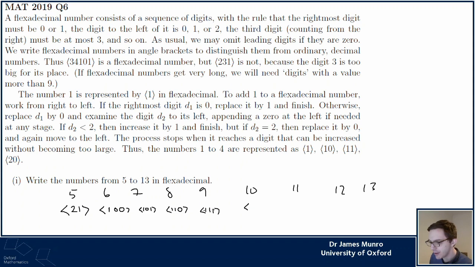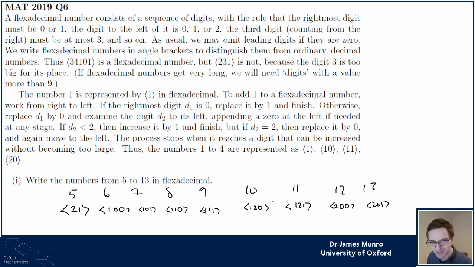10, I'm not allowed to write 2 here, so I'll carry the 1 over. I am allowed to write 2 here, so this doesn't carry all the way across. It stops there. 11 looks like this. 12 is interesting because I'm not allowed to write 2 here, so I carry the 1 over. I'm not allowed to write 3 here, so I go around to 0 and I carry the 1 over, right, 2 there. And then 13 is going to be 201, just adding 1 like that.